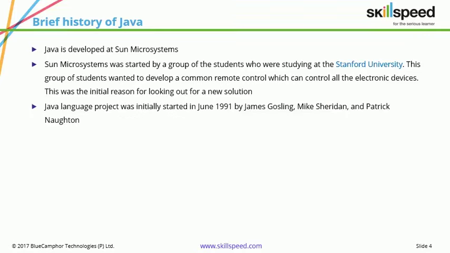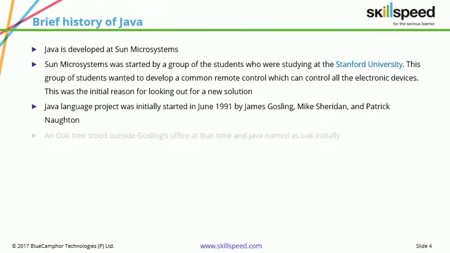The next point I want to mention is that the Java language was initially a project started in 1991 by a small group: James Gosling, Mike Sheridan, and Patrick Naughton. These were the main people, the team behind it.